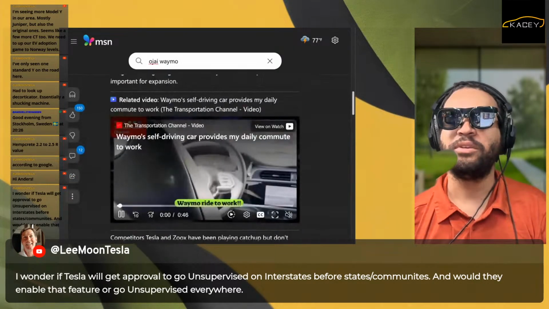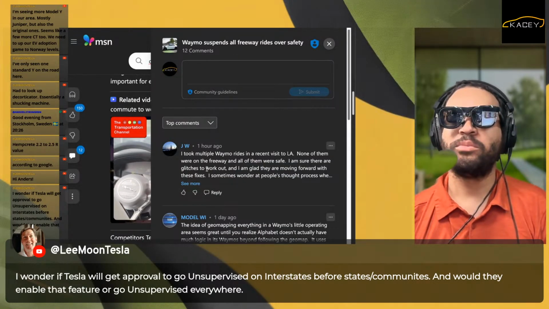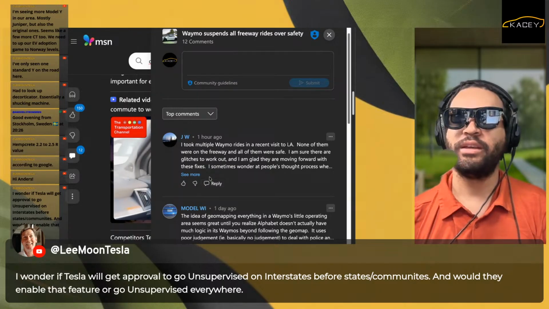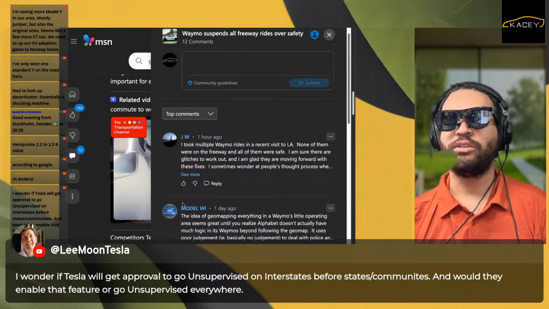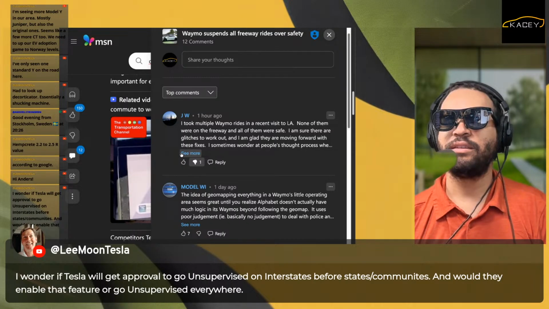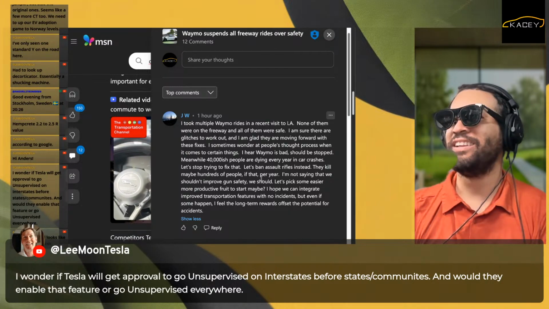I'm curious what the comments on these look like. Only 12 of them. "Took multiple Waymo rides in a recent trip to LA. None of them were on the freeway, and all of them were safe. I'm sure there are glitches to work out, and I'm glad they are moving forward with these fixes." Oh, I said see more. There you go. They've marked this a downvote.